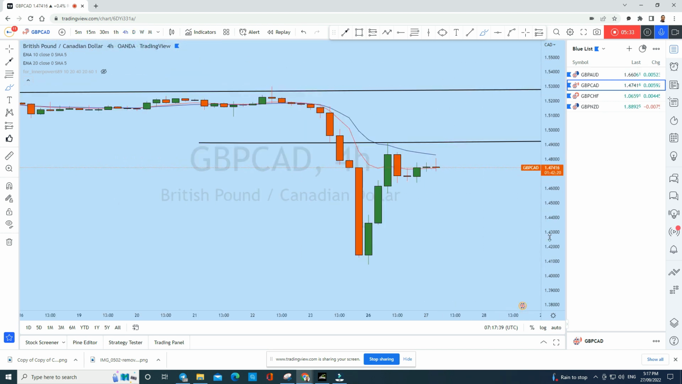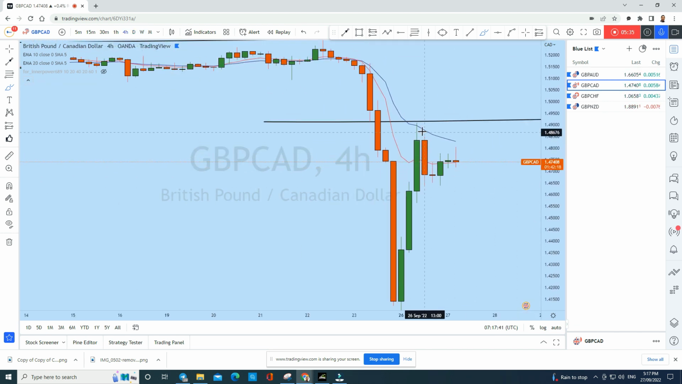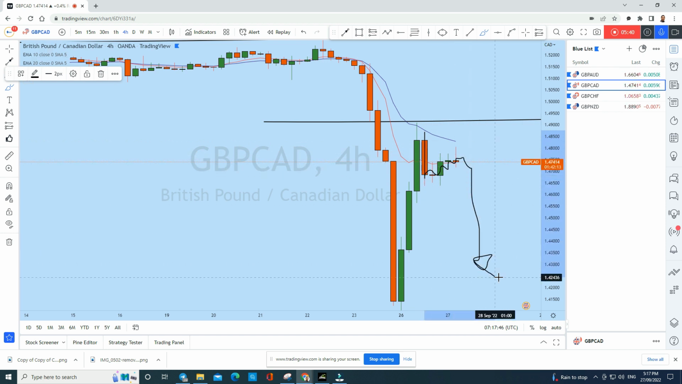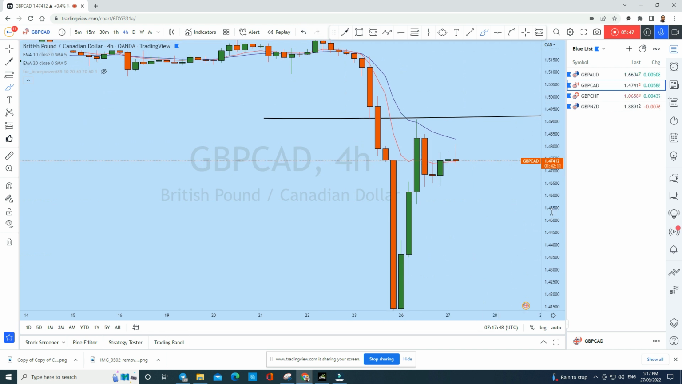Now, 4 hour perspective, we see the same kind of price action is being created. First of all, a strong drop. Now, slow retracement, possibility for a drop again, and that is what we will be taking advantage of.